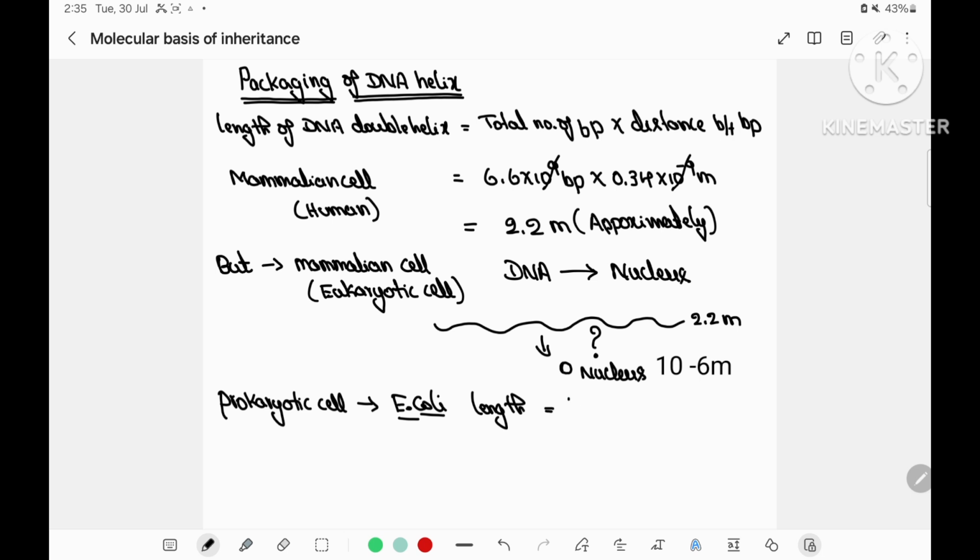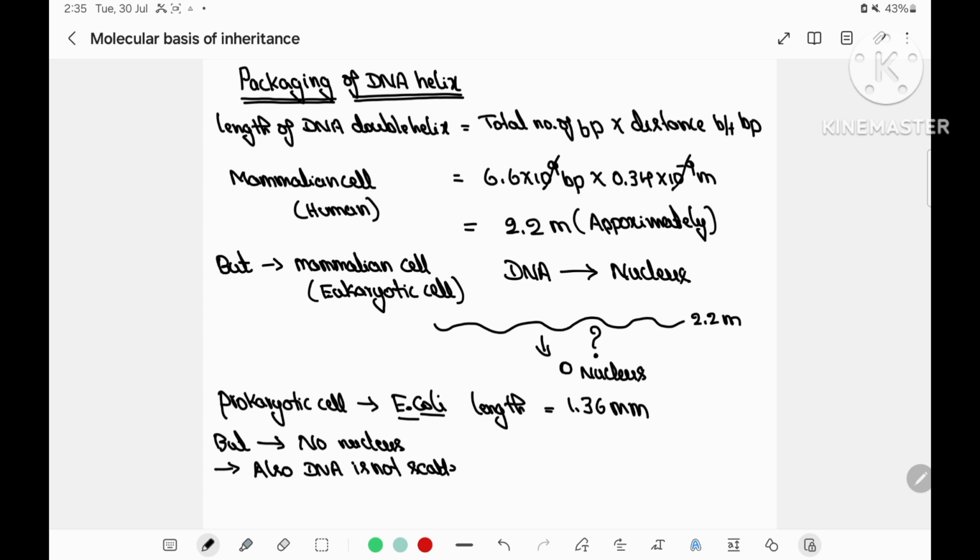To understand this topic, first let us study the case of a prokaryotic cell. For example, Escherichia coli, the length of DNA is 1.36 millimeter. But in a prokaryotic cell, there is no nucleus present, and we think the DNA may be scattered there. But in a prokaryotic cell also, DNA is not scattered here and there.